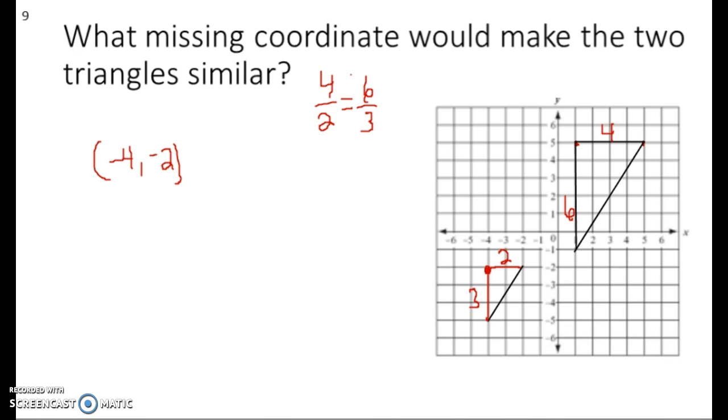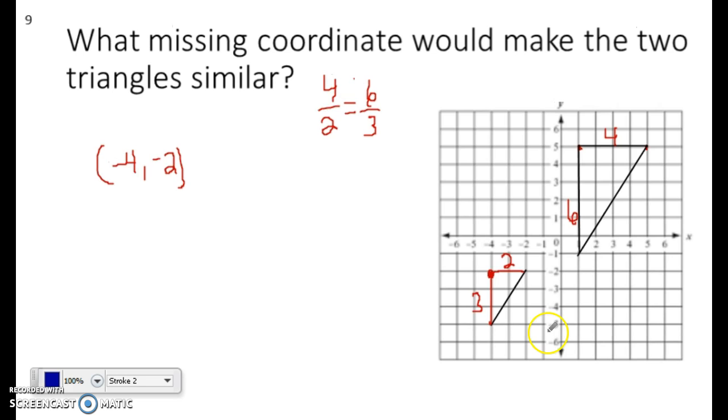Now it could be possible to put the ordered pair somewhere else. Your test will be multiple choice, so that should kind of help clarify what the answer should be. But let's just look at another option. All right, so is it possible to also draw our triangle this way? Well, this would give us a side length of 2 and a side length of 3. And so in this case, that could also be possible because those sides would be proportional.